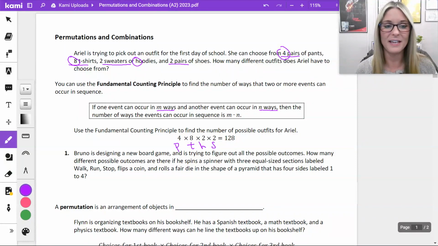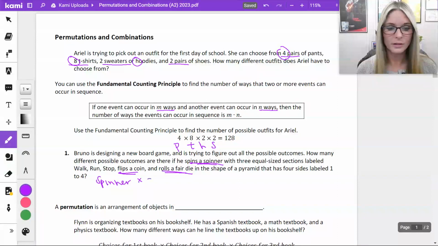Let's apply that with example number 1. Bruno is designing a new board game. He's trying to figure out all the possible outcomes. How many different possible outcomes are there if he spins a spinner with 3 equal sized sections labeled walk, run, or stop, flips a coin, and rolls a fair die in the shape of a pyramid that has 4 sides labeled 1 through 4? He's doing 3 things here. He's spinning the spinner, flipping a coin, and rolling the die in the shape of a pyramid. So we've got spinner, flipping the coin, and rolling the die.